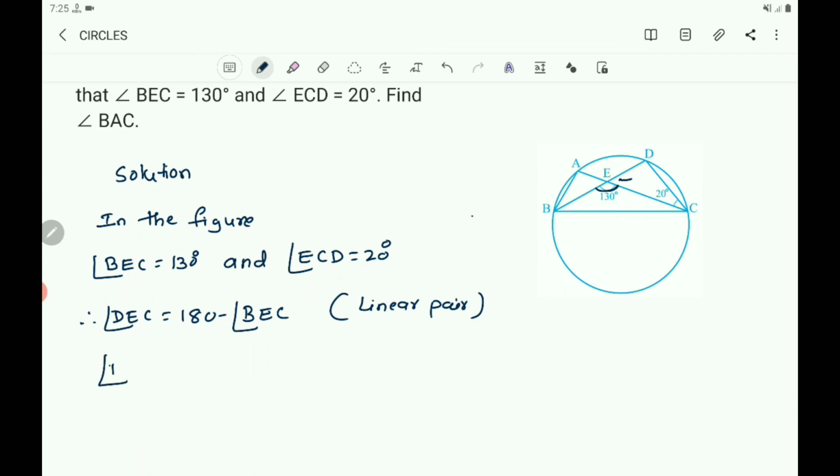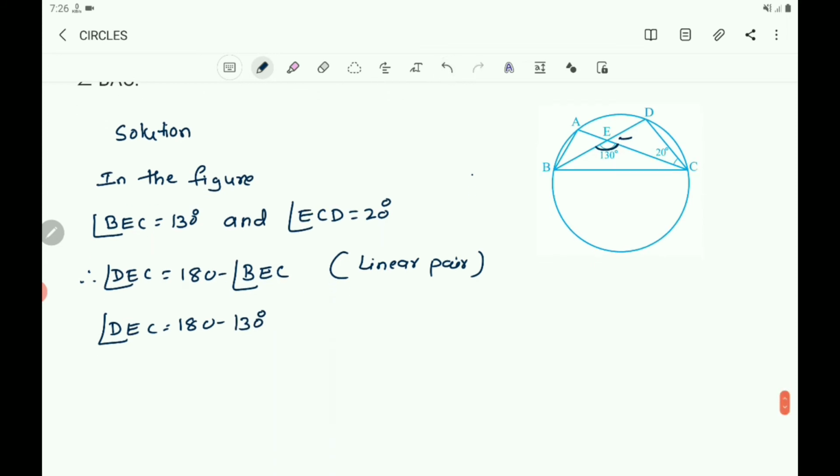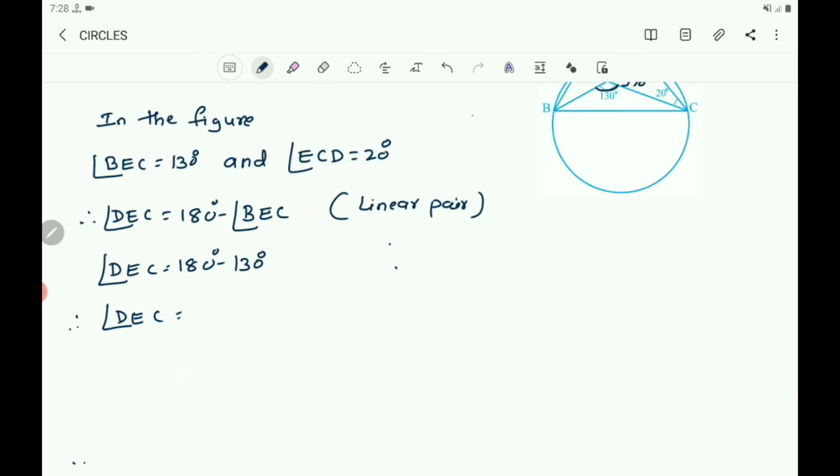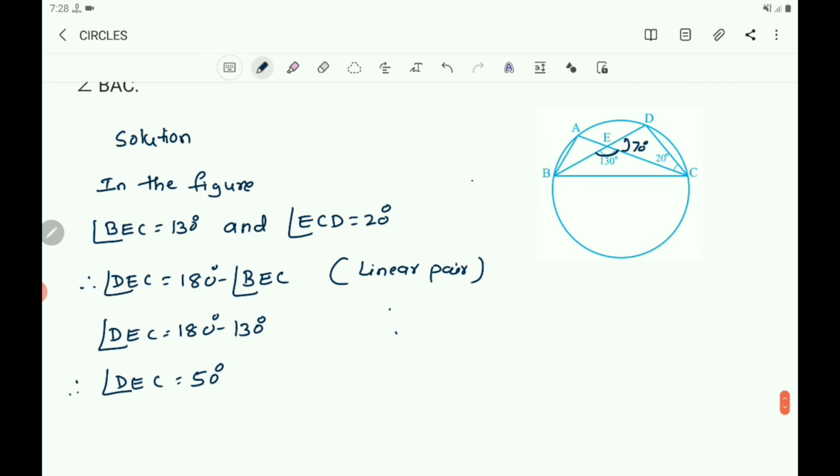So you write angle DEC equals 180 minus, put the measurement of this angle. What is the measurement of this angle? That is 130 degree. So you write 130 degree. Therefore you got angle DEC is equals to 180 degree minus 130 degree. 180 minus 130 degree is 50 degree. Now here you got this is 50 degree.